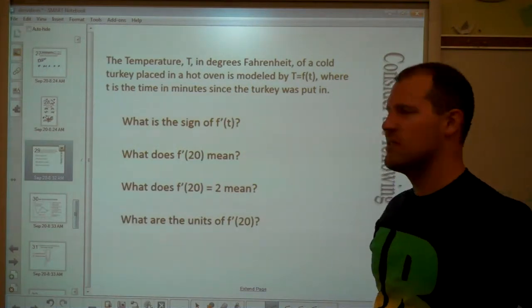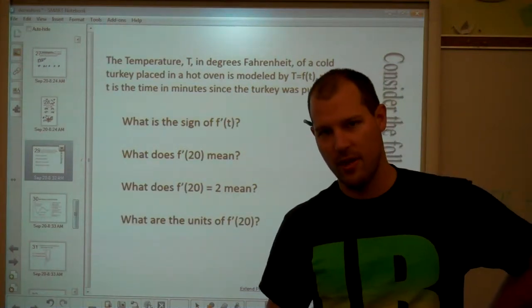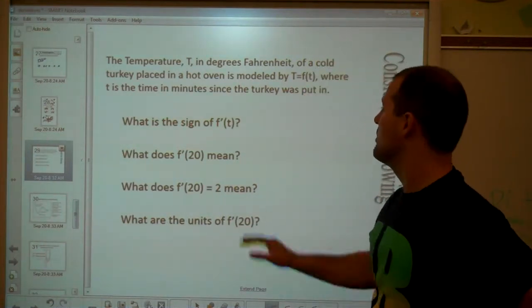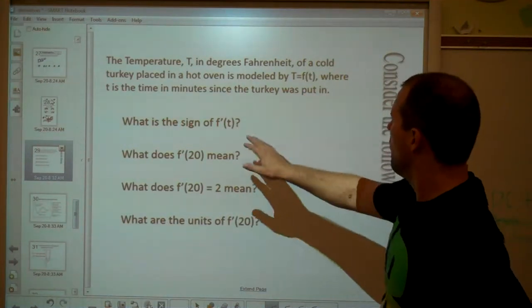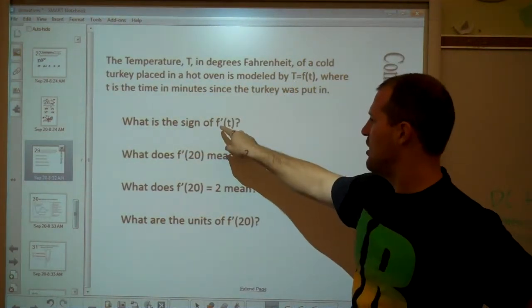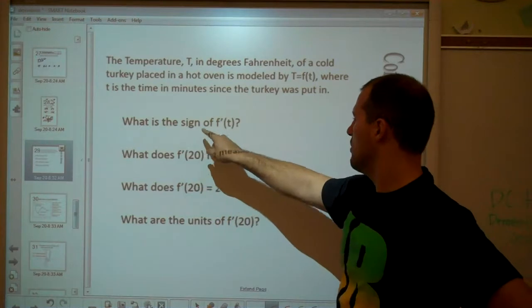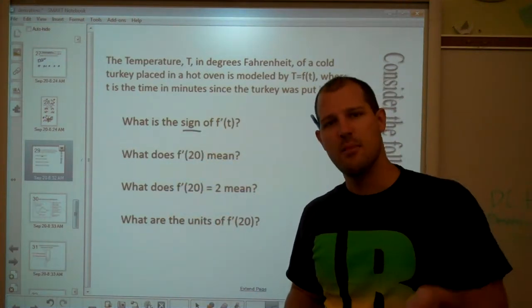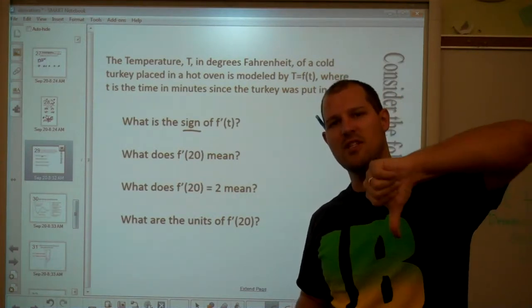Derivatives are slopes. The slope of a turkey, okay, that's not very helpful. I don't really care about the slope of a turkey. In fact, I don't even know what that would mean if I did care. But remember, it's also a rate of change. So what is the quantity in question? We're talking about temperature, and the rate of change of the temperature. Well, wait a minute, you just put it in the oven, they ask for the sign, positive or negative. Is the temperature increasing in the oven, or is it decreasing in the oven?